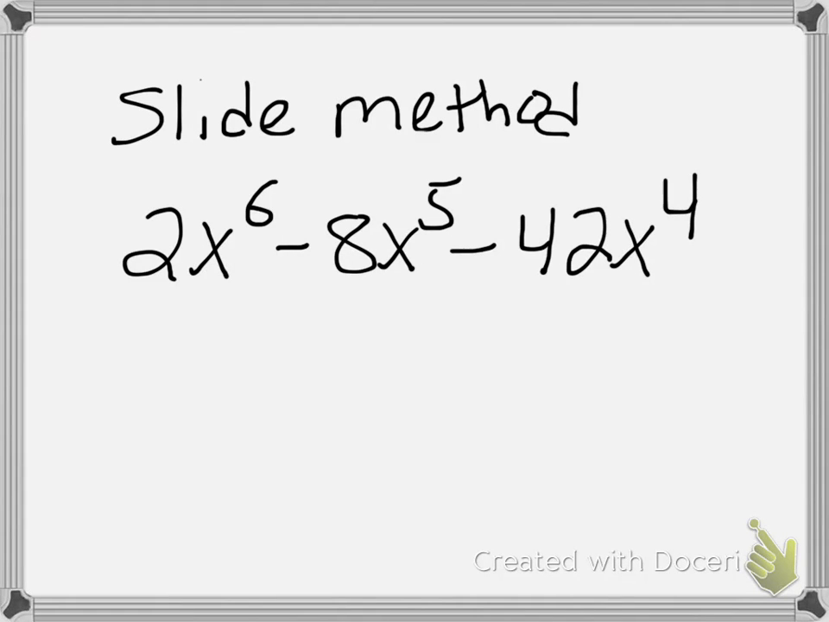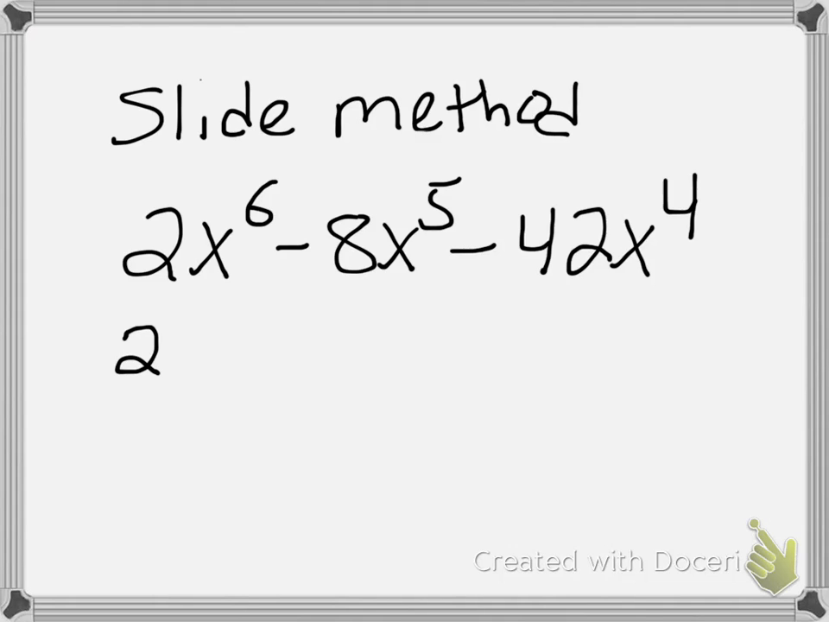Okay, so let's go through and look at the slide method with the problems that you sent me, or at least starting to send me. Looking at this one, number 9 on 2-3. First off, you should see that you have a 2, an 8, and a 42. So you can pull out a greatest common factor of 2, most definitely.